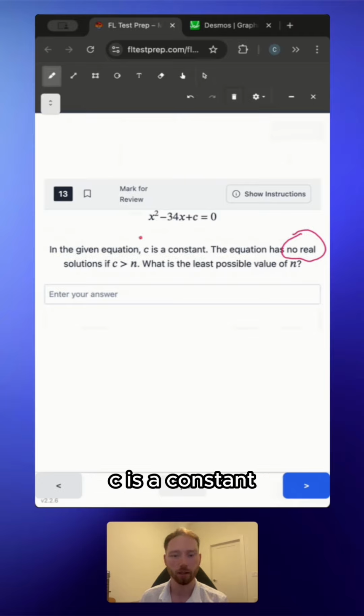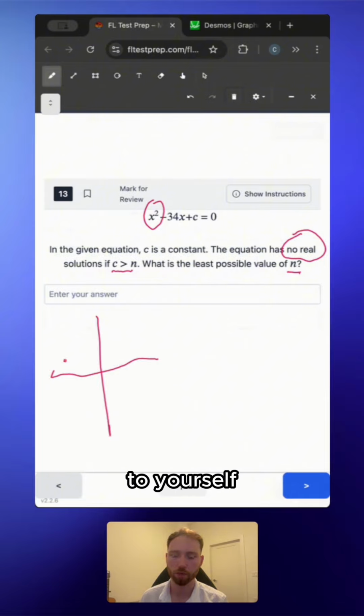It's saying C is a constant and the equation has no solutions if C is greater than N. What is the least possible value of N? So here's what that means. We can see that there's an x squared, right? So that means it's a quadratic. And so when I graph a quadratic, it's gonna look something like this.